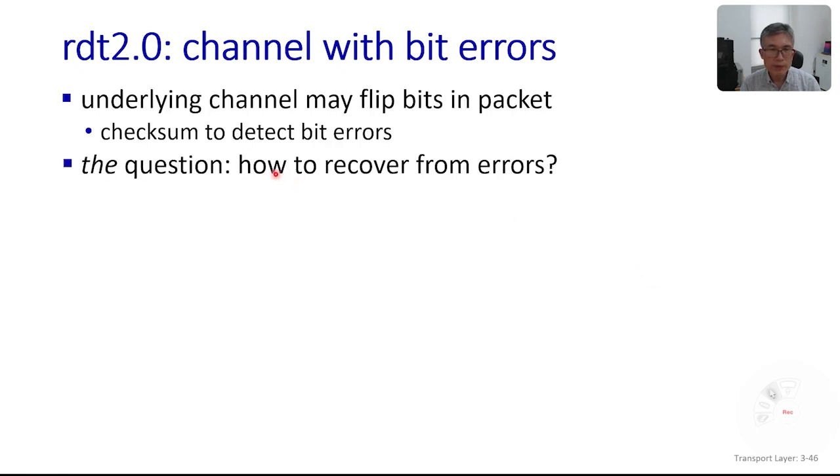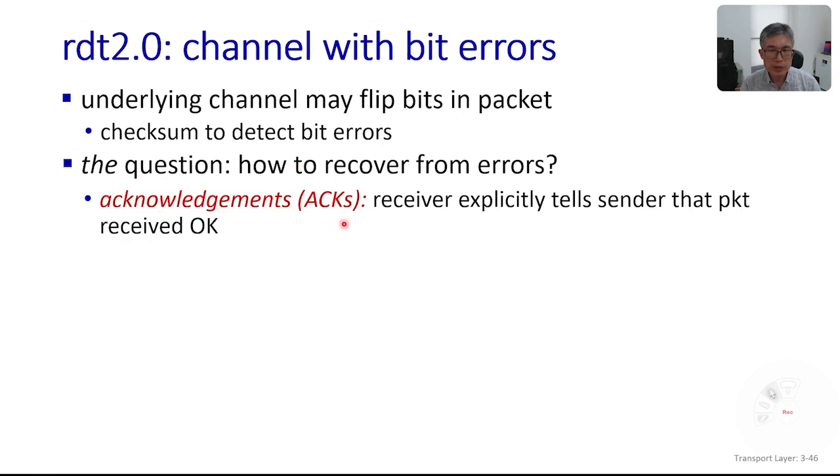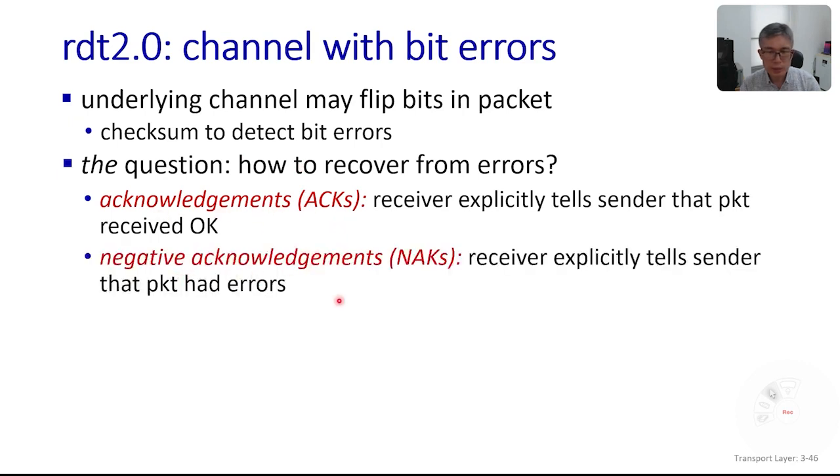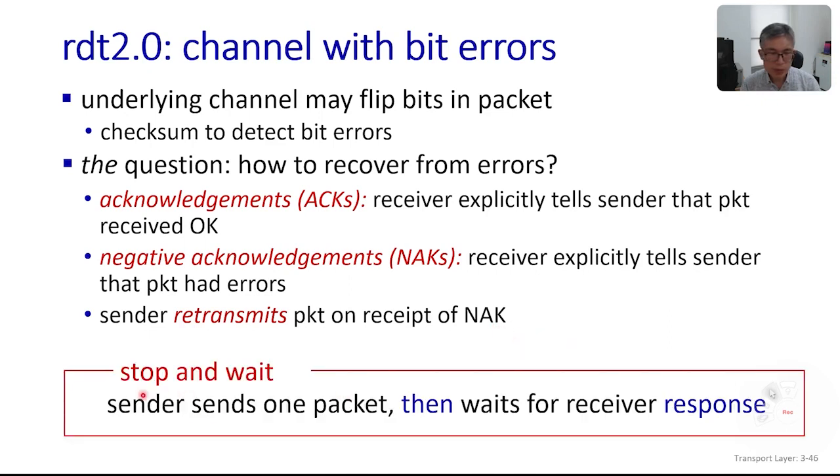If an error is detected, acknowledge means no error, and negative acknowledge means the receiver got a packet with some problem. So in that case, retransmission is requested by this NAK. The sender retransmits the packet on receipt of a negative acknowledge. This protocol is called stop and wait: the sender sends one packet and then waits for the receiver's response.